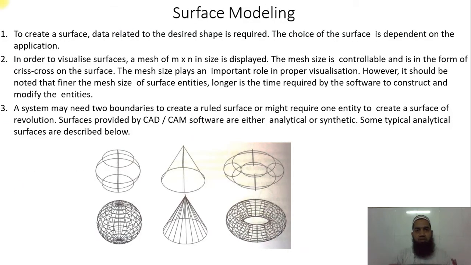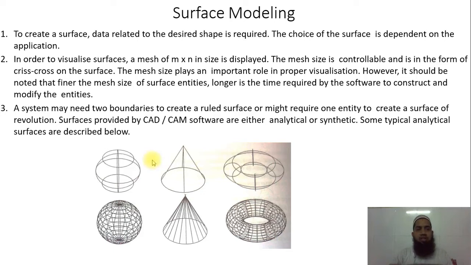First, surface entities are an extension of wireframe modeling. To create the surface, data related to the desired shape is required. The choice of the surface is dependent on the application. In order to visualize the surface, a mesh of m into n size is displayed. The mesh size is controllable and is in the form of a crisscross on the surface. The mesh size plays an important role in proper visualization, because if the mesh size is not proper, it is difficult to visualize.